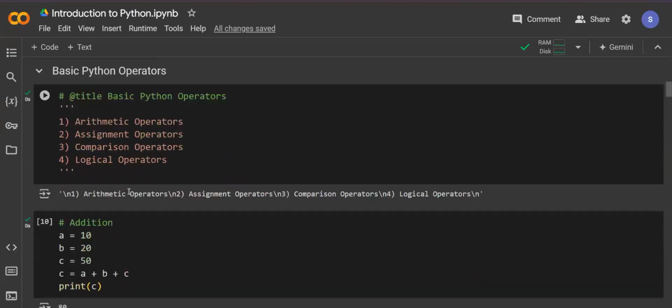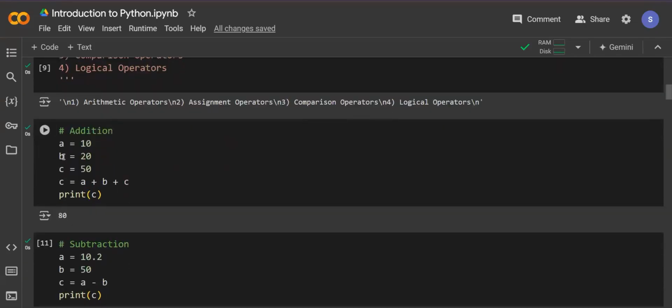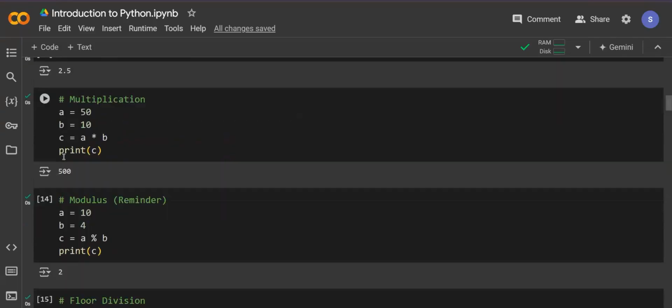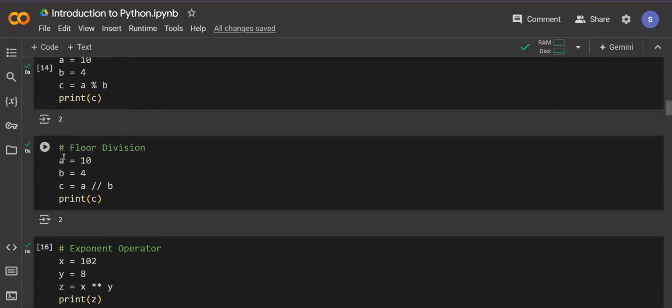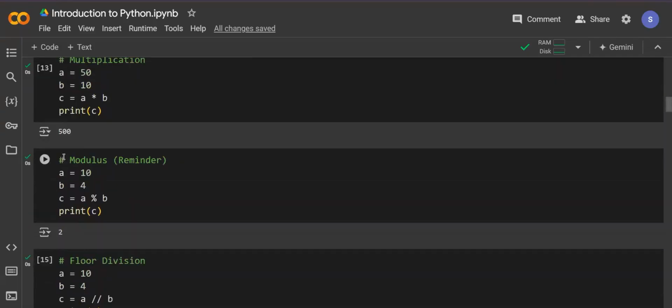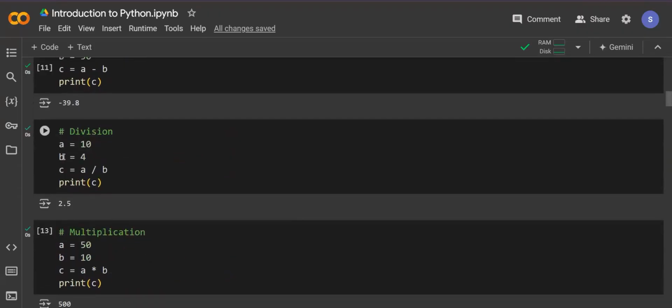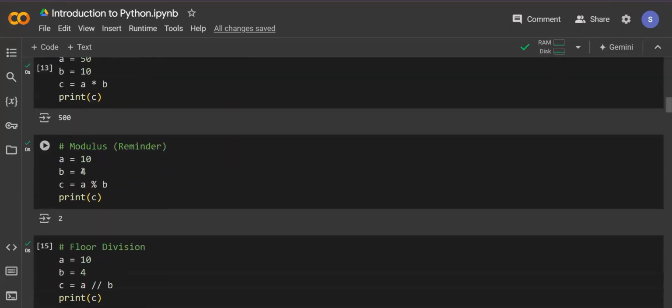Next, we have learned what are the operators, that is arithmetic, assignment, comparison, and logical. Arithmetic, we have something called as addition, subtraction, division, multiplication, modulus, floor division, and exponent. So we already know what is addition, subtraction, multiplication, and division. But what is this modulus? Modulus is used to find the remainder of a particular problem.